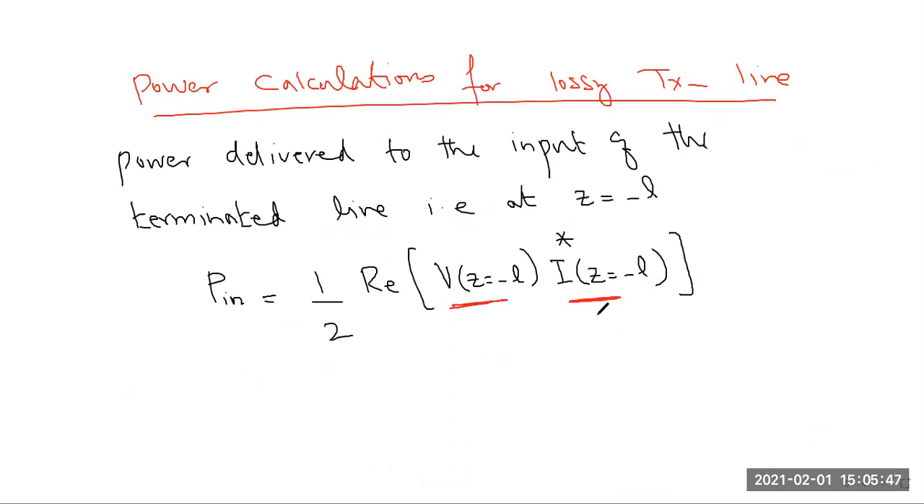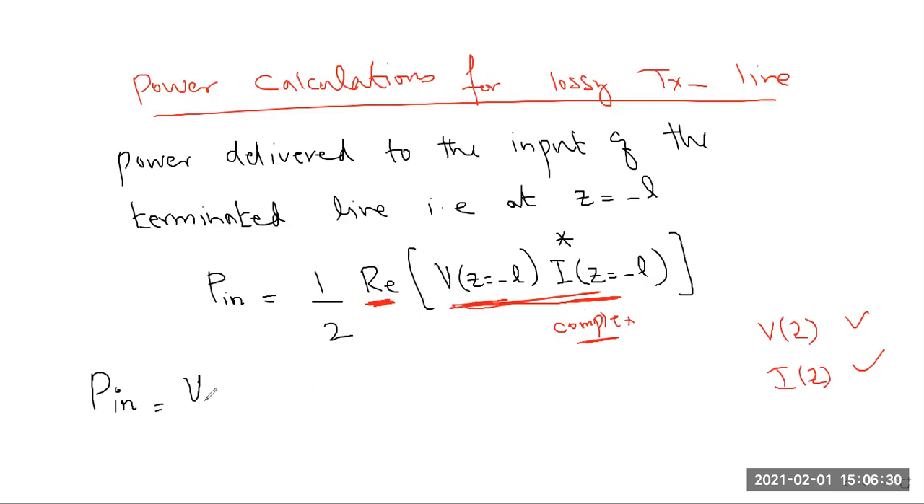If you go back to my previous discussion in the first session, you will find that we have expressions for V of Z and I of Z. So all you need to do is substitute Z is equal to minus L and then multiply them together. The product of these two will be a complex number. Because we are talking about active or real power, you need to take the real part of this complex number. I'm just going to write the answer, and I suggest that you do this on your own.